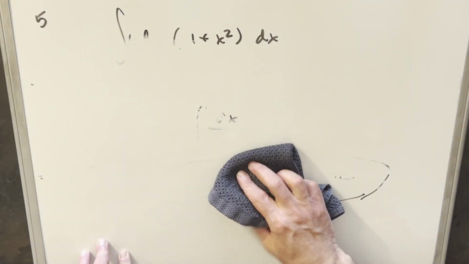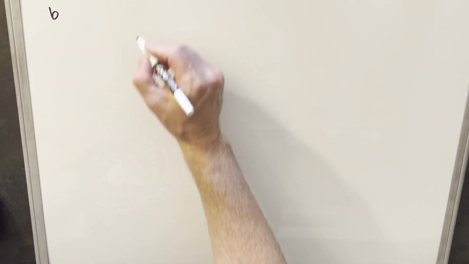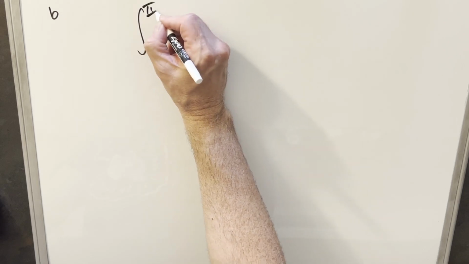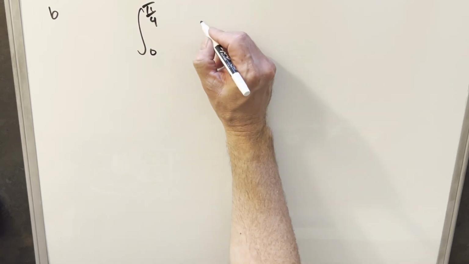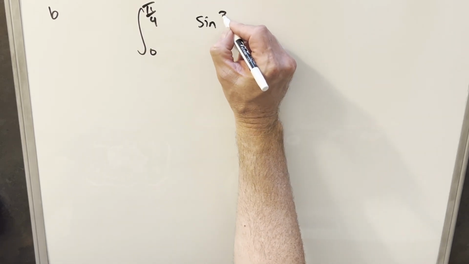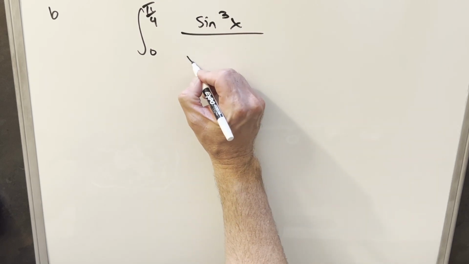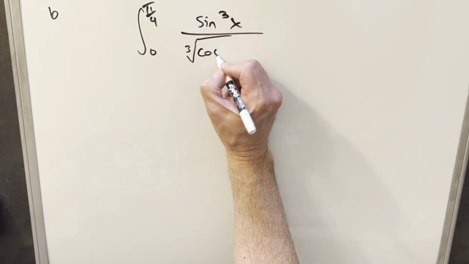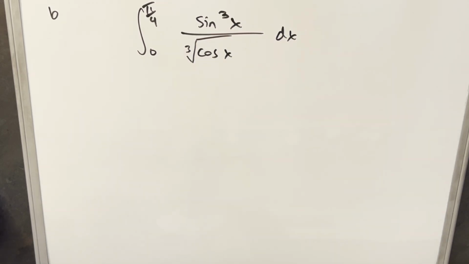So for number 6, I think this one's a messy one. Even though it's not hard, I think there's going to be some trouble simplifying it. Let's see. So number 6, we have the integral from 0 to pi over 4 with a new pen, sine cubed x over cube root of cosine x dx.